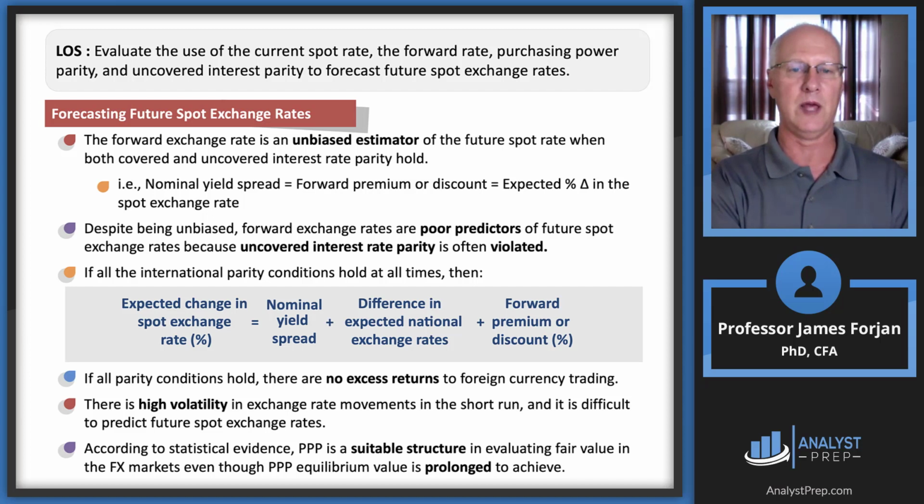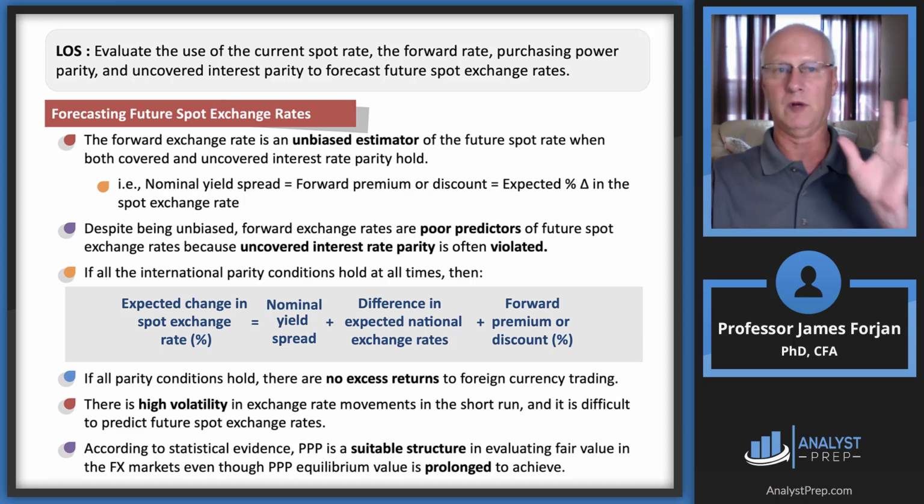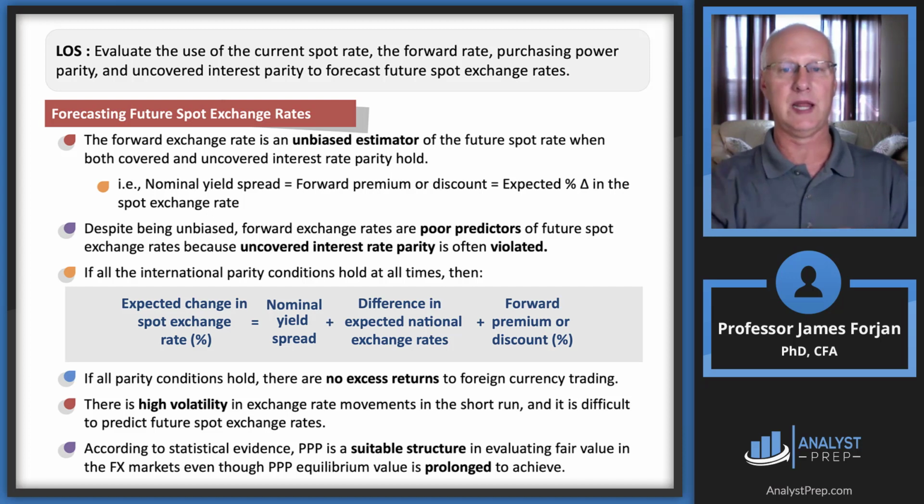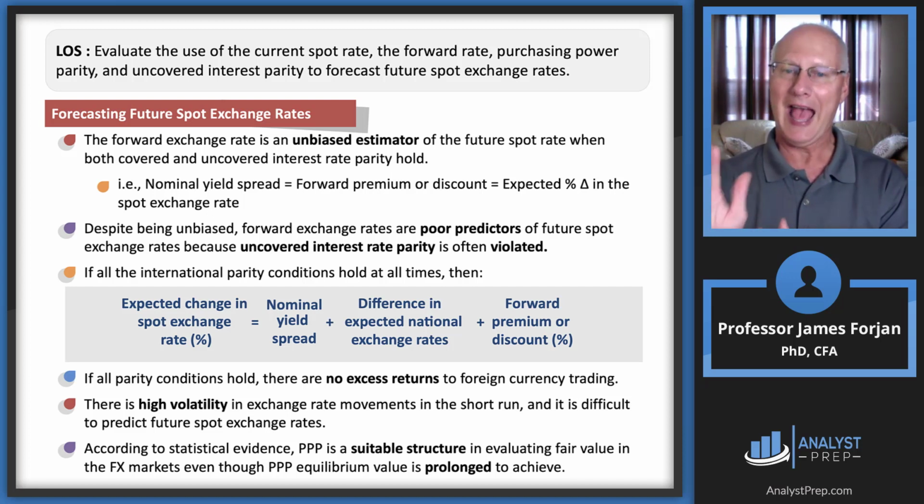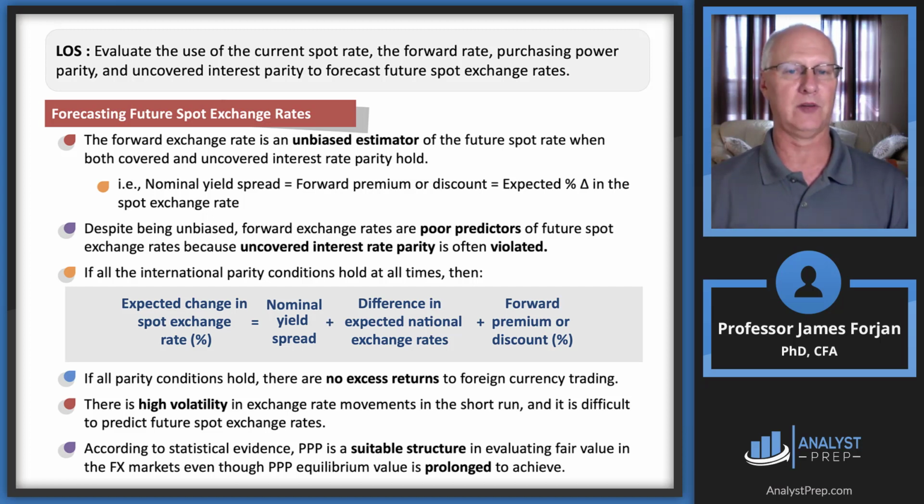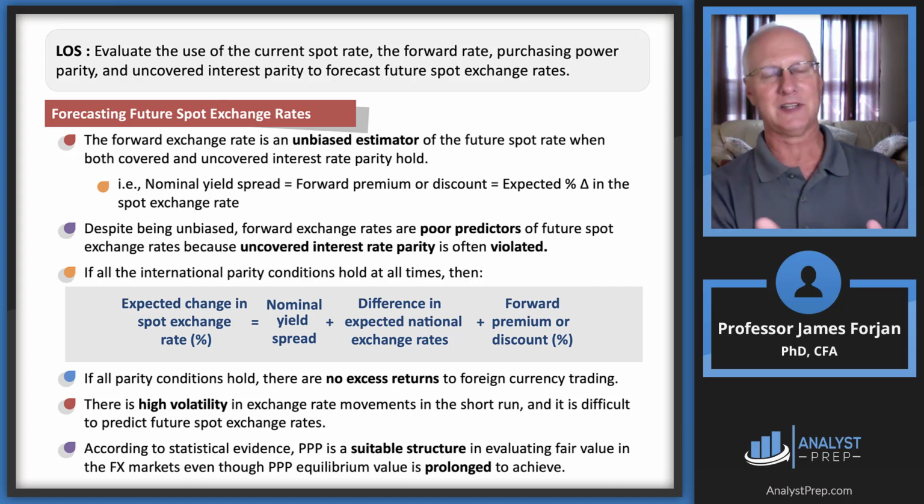We're going to start with a nominal yield spread. What's the difference between the Canadian interest rate and the US interest rate? Then we're going to add the difference in the expected exchange rate. So we've got that yield spread. What's going to happen in the foreign exchange market? And then we're going to add that forward premium or discount. That's going to get us our expected change in the spot rate.